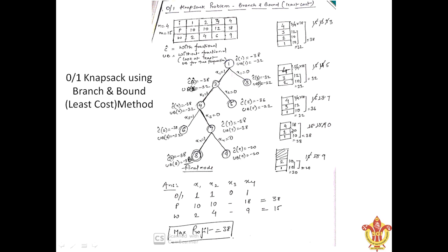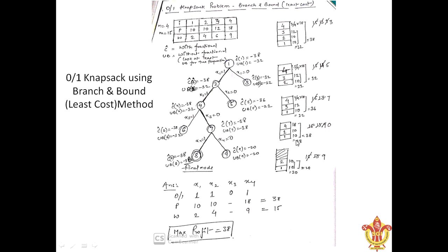Why are we taking this 18? See, the weight corresponding to 1 is 2. The weight corresponding to this 2 node is 4. 4 plus 2 is 6. And the weight corresponding to this 4 node is 9. So 9 plus 6 is 15. 15 is the maximum, so we can include this 4 node here itself. So the value is 38.